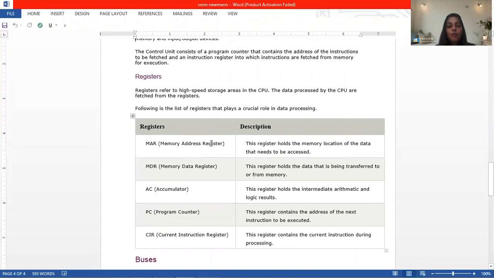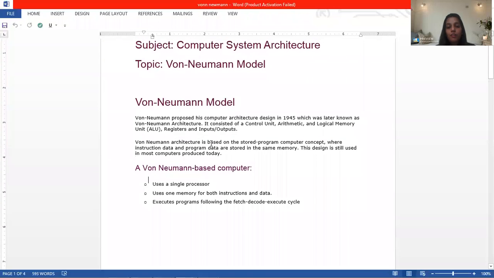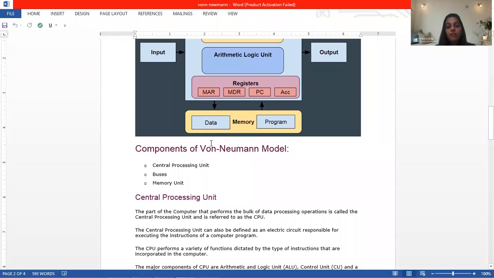So this is all about Von Neumann architecture, the Von Neumann model, how the Von Neumann model works, what the components of the Von Neumann model are, and how these components work together.